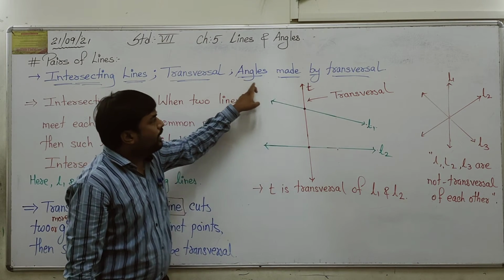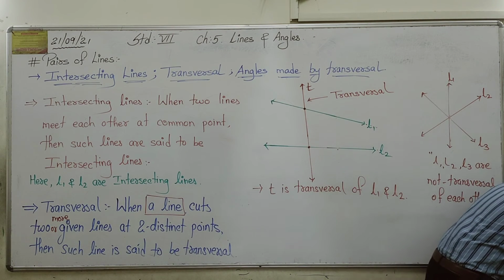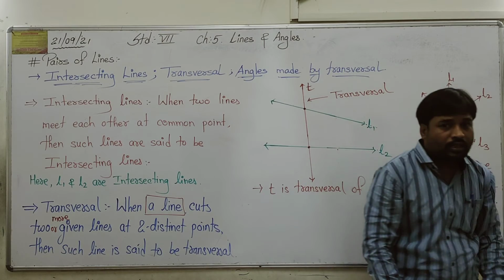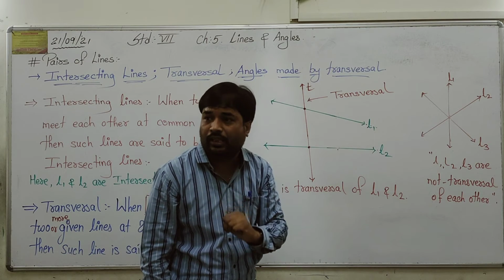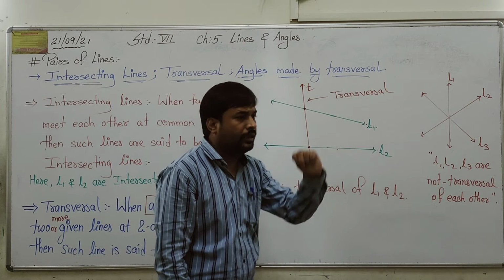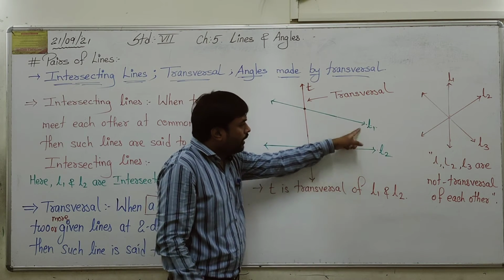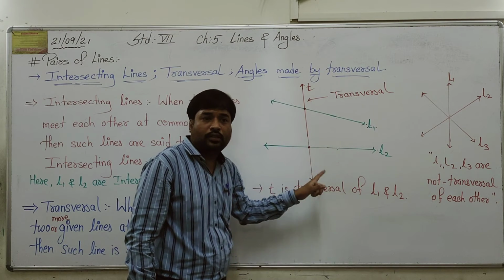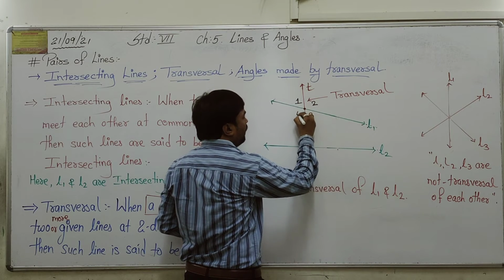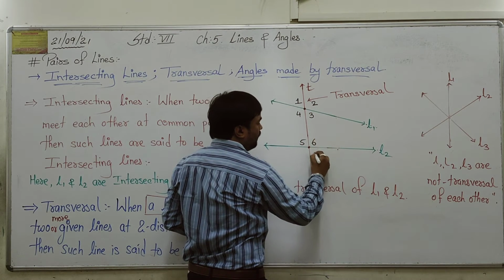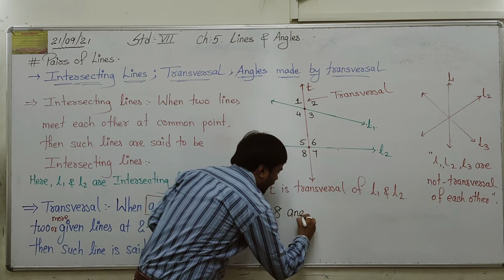Now, angle made by transversal, how many angles we can see? When two lines intersect each other, there were four angles. Baba, where angle pijan intersect karte? Yara kiko angles banta? Four. Sorry. And yara where line che? Nek transversal che. So how many angles are there? 1, 2, 3, 4, 5, 6, 7, 8. So how many angles are formed? 8 angles.